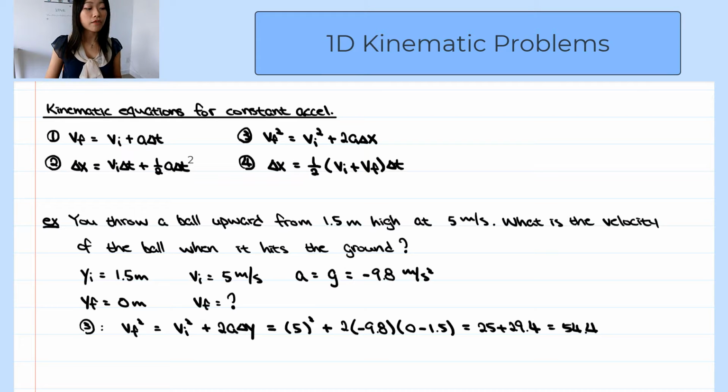And we know that the final velocity would be negative since the ball is going downward. So we want to take the square root of that with a negative in front. Square root of 54.4 equals negative 7.38, and the unit for velocity is meter per second.